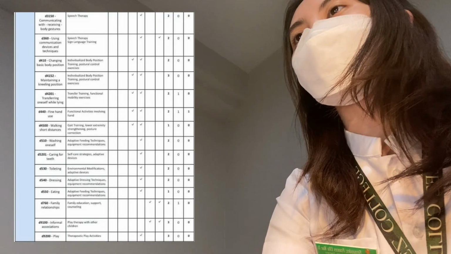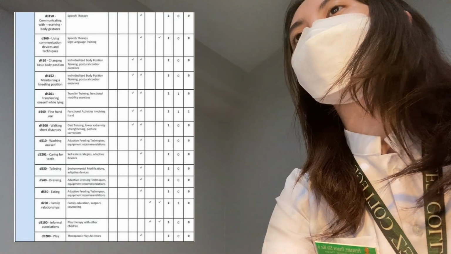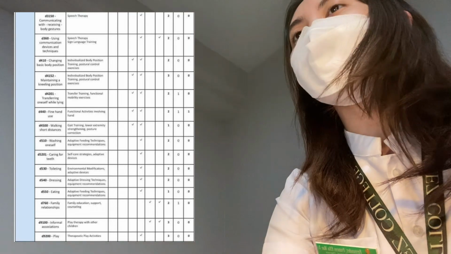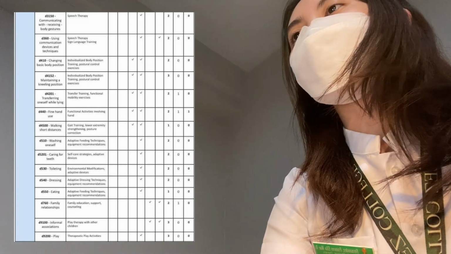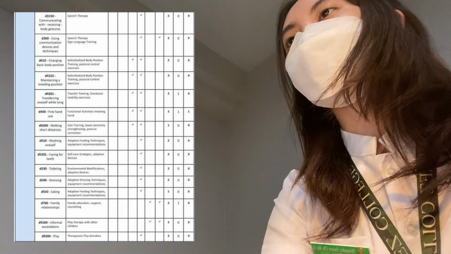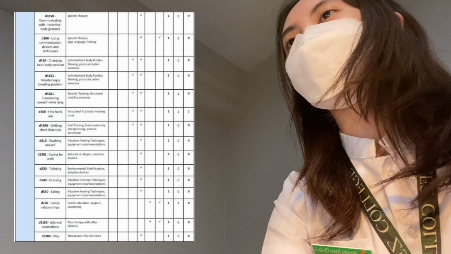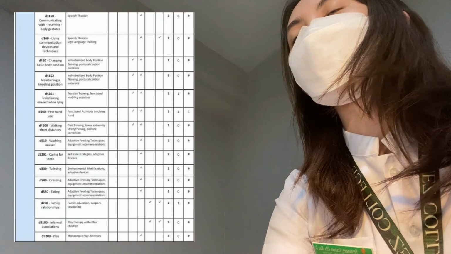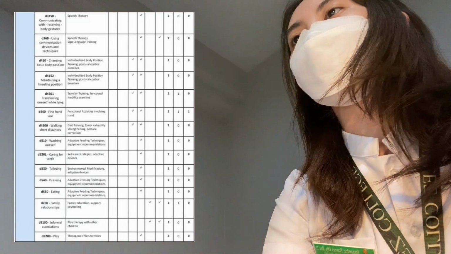So this is for transfer training, functional mobility exercises, with the first value of 2, the goal value of 1, and the end value of 0. Then we also have D440 for fine hand use, functional activities involving the hand. The first value is 2, the goal value is 1, and the end value is 1.